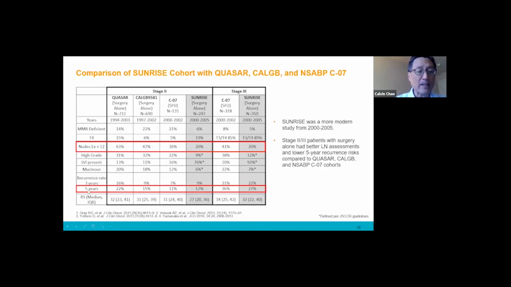The recurrence rate, as you can see at 5 years, parallels this kind of trend, where it was the highest in QUASAR, lower in CALGB, lower in CO7, and lowest in Sunrise, but I think particularly low in the stage 3 patients, where you can see that the stage 3 patients at 5 years have only a 27% overall risk with surgery alone. So that means 73% of patients are not recurring and were cured by surgery alone in this study. So I think that's really quite an impressive outcome for today.